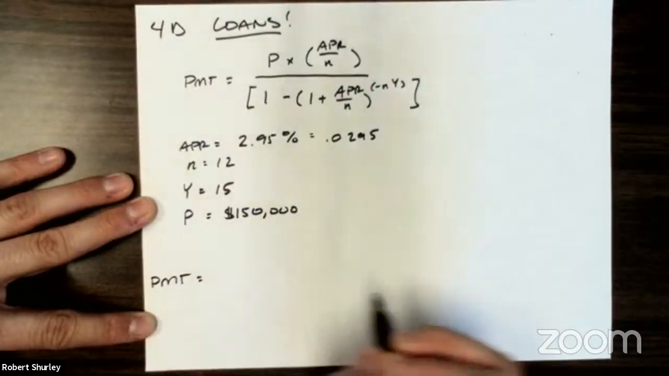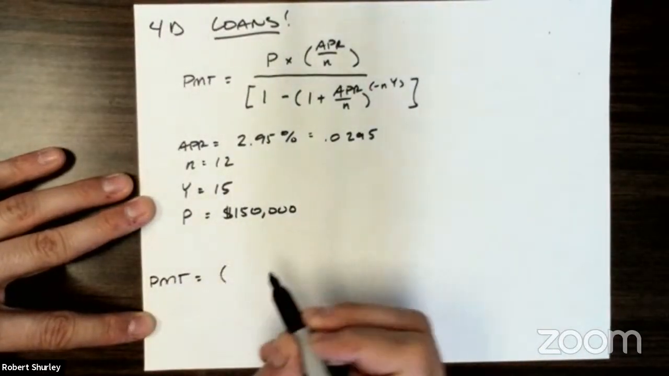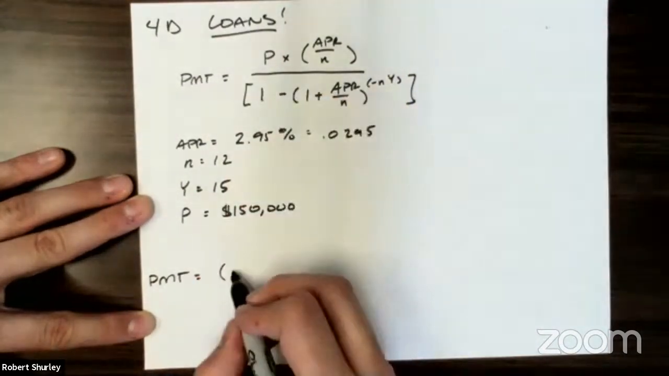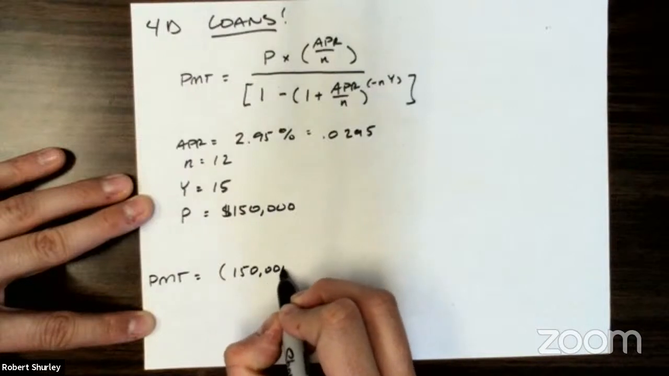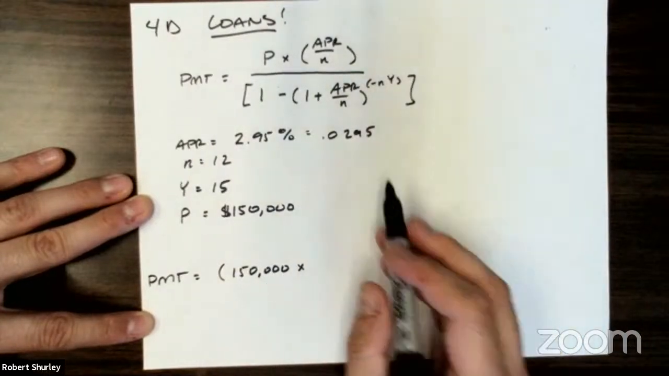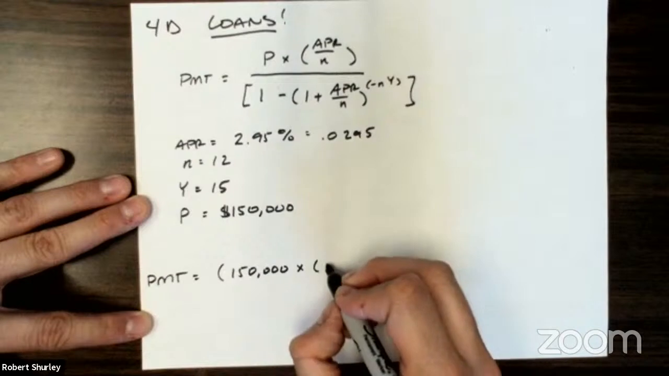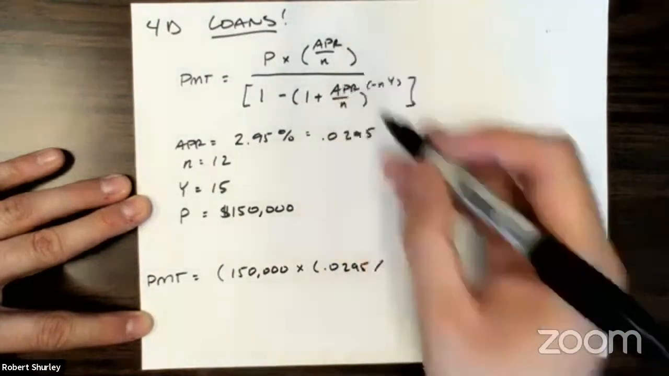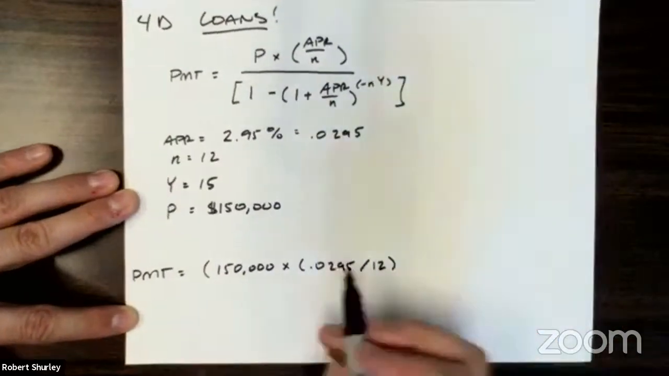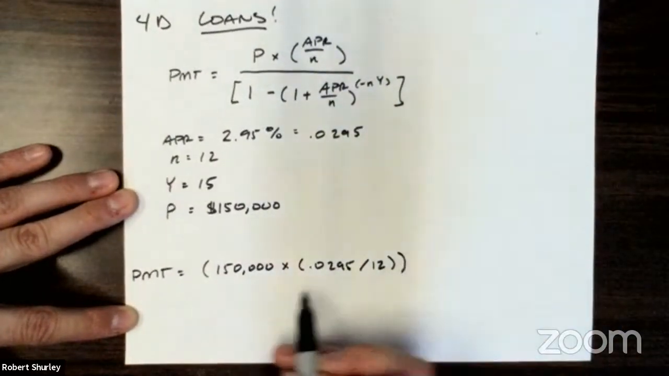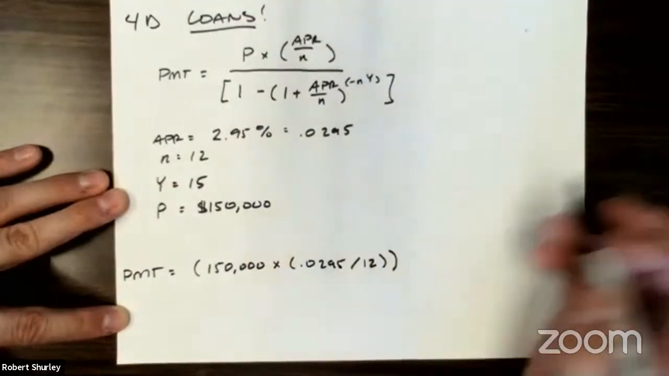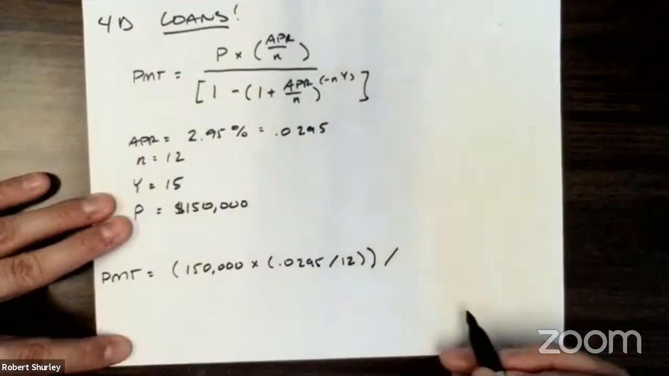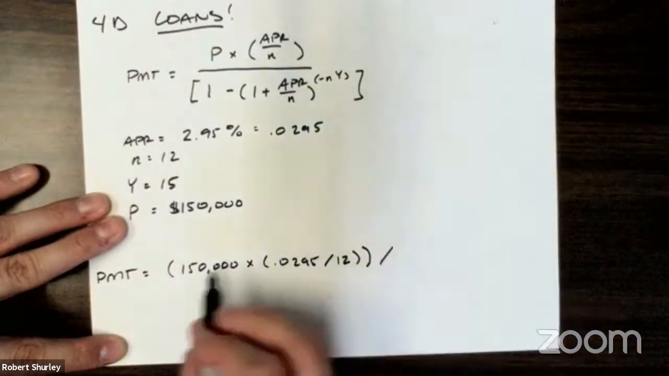So our payment is going to be, now I'm going to do a parentheses for the numerator. Remember our principal is 150,000. That's how much we're going to get out. Times the APR, so 0.0295 divided by N, that's 12. So we're going to close that. That's our numerator, right? And now I'm going to divide that by the denominator. I might run out of space, so let's write it underneath.